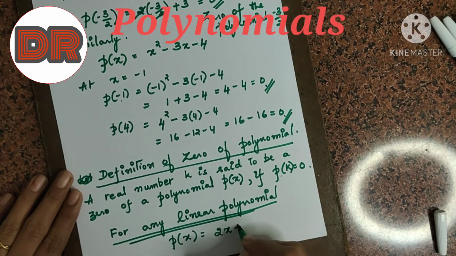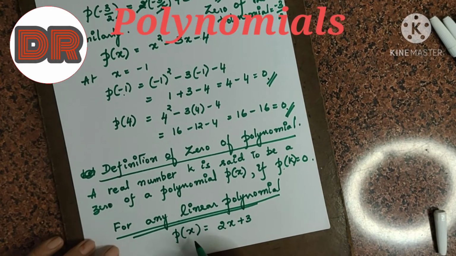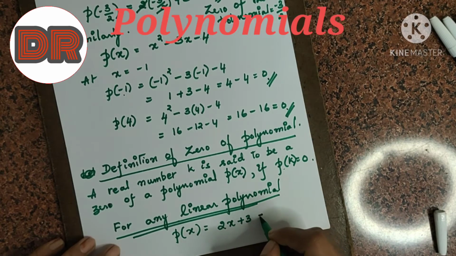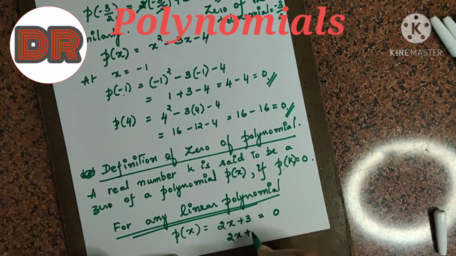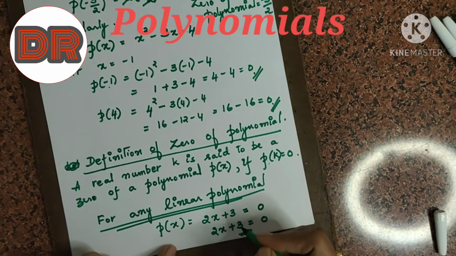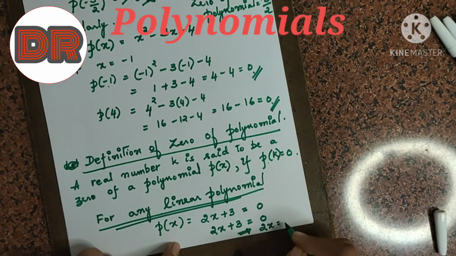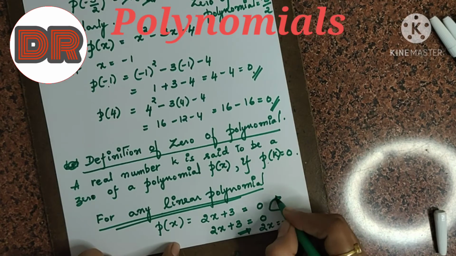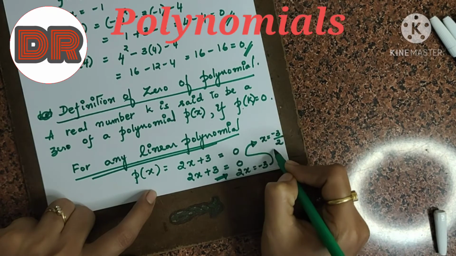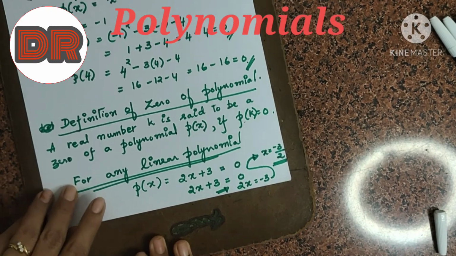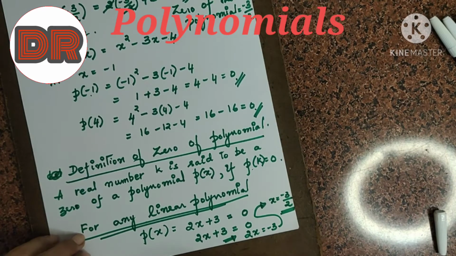So, for 2x plus 3, the zero of the polynomial can be calculated by substituting the value of the polynomial as 0. If I substitute the value of the polynomial as 0, then you can equate this, that is 2x plus 3 is equal to 0. So, what does this give? This gives us 2x is equal to minus 3, or x is equal to minus 3 by 2. So, this is the method to calculate the zero of a linear polynomial.